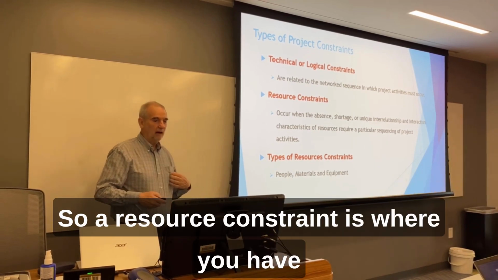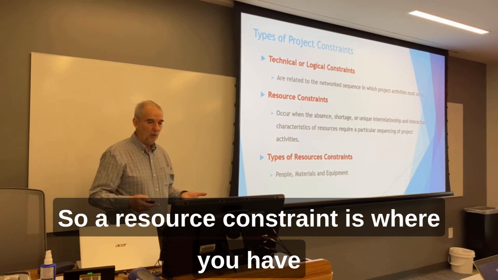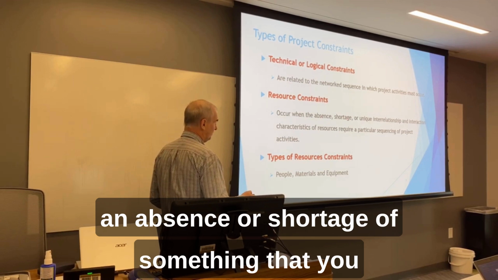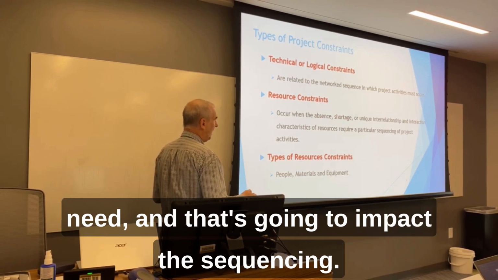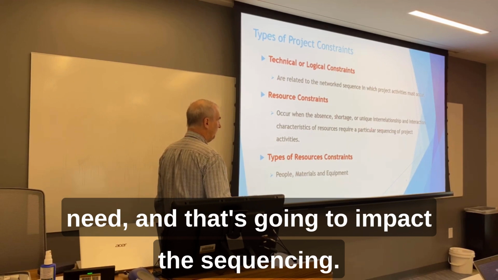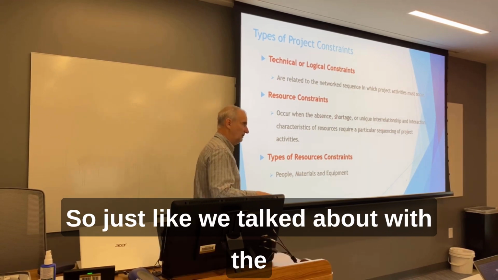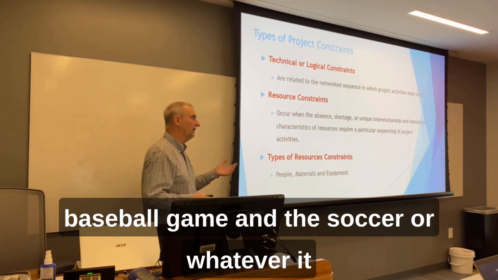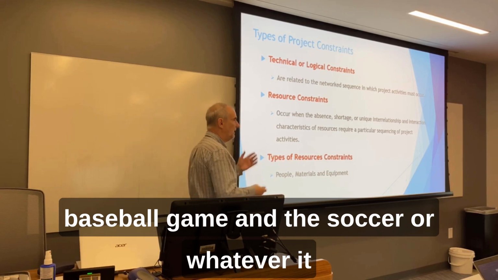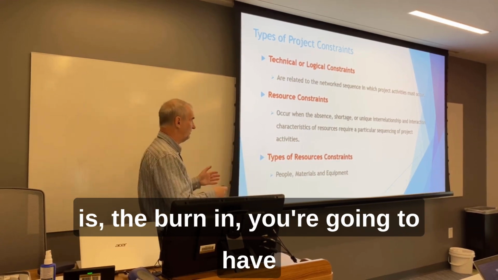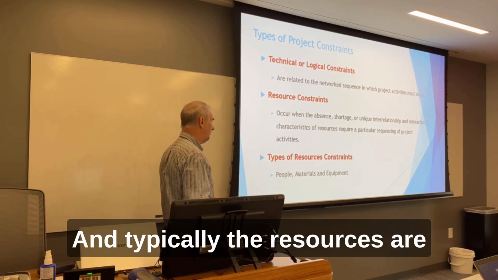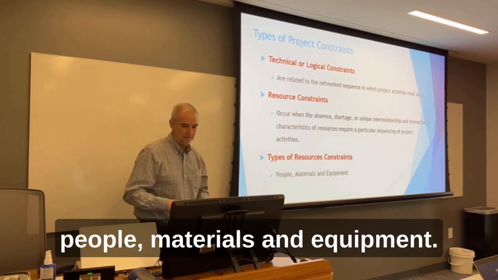Okay, so a resource constraint is where you have an absence or shortage of something that you need, and that's going to impact the sequencing. Just like we talked about with the baseball game and the soccer, or the burn-in, you're going to have to sequence your project activities differently. And typically the resources are people, materials, and equipment.